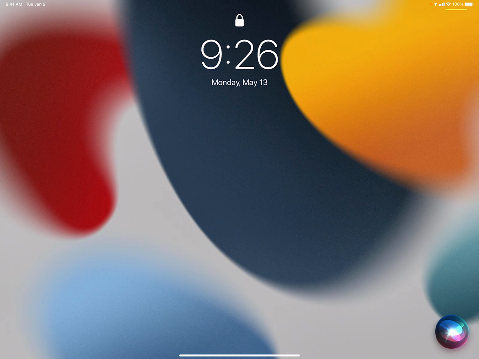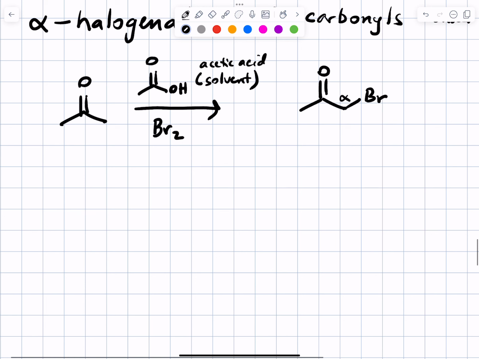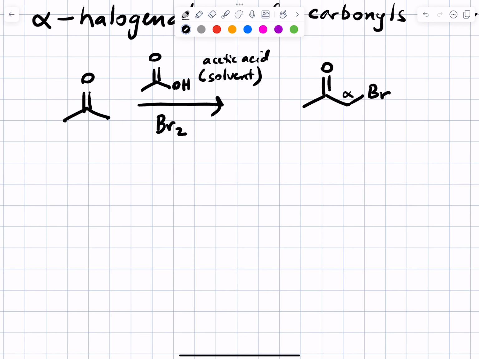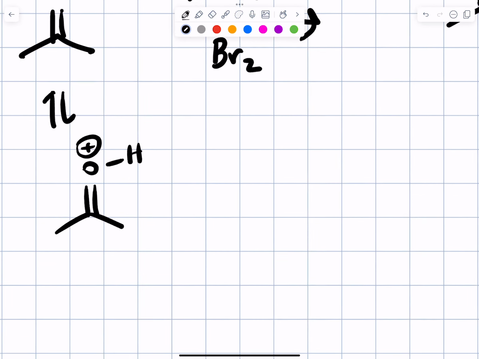So let me show you mechanistically what's going on. Under acidic conditions, we're likely forming the enol. So we're going to use the acid, which I'm going to abbreviate as just HA, to protonate the carbonyl oxygen to turn it into the oxonium ion.